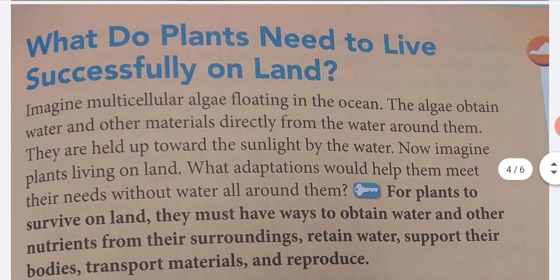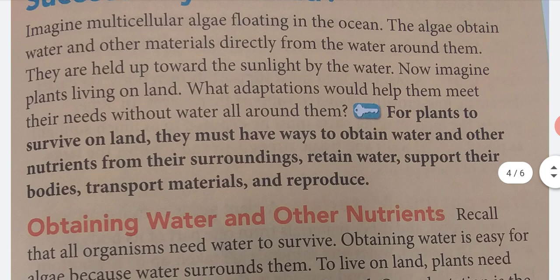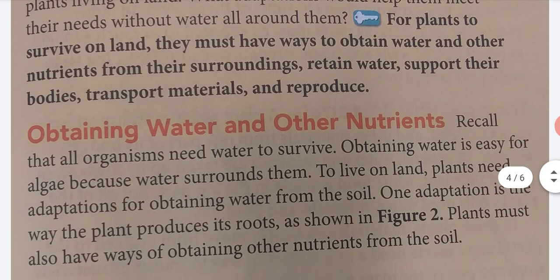What do plants need to live successfully on land? Imagine multicellular algae floating in the ocean. The algae obtain water and other materials directly from the water around them. They are held up toward the sunlight by the water. Now imagine plants living on land. What adaptations would help them meet their needs without water all around them? For plants to survive on land, they must have ways to obtain water and other nutrients from their surroundings, retain water, support their bodies, transport materials, and reproduce.